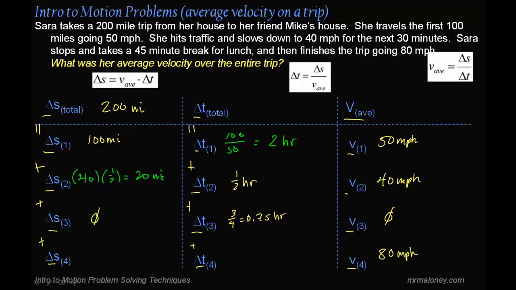Now the third part of her trip we're all set with. We know everything about that. All that's left is the fourth part of her trip. And it looks like we don't know enough. It looks like all that we have is her velocity over the fourth part of her trip. We're missing the time she was traveling for, and we're missing the distance.